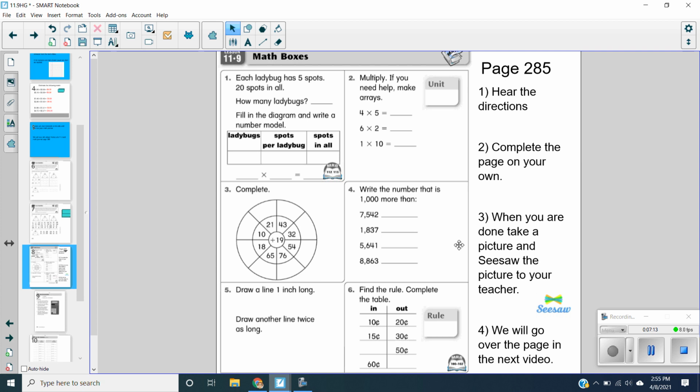For question 4, write the number that is 1,000 more than each of those numbers. For question 5, draw a line 1 inch long and then draw another line that's twice as long. And for question 6, find the rule and then complete the table.